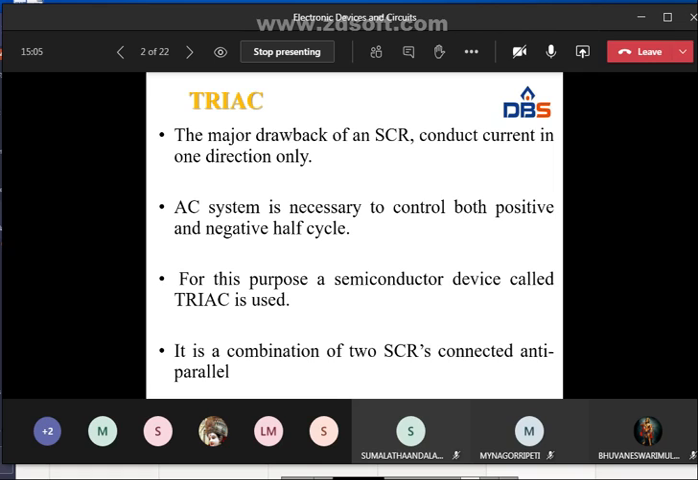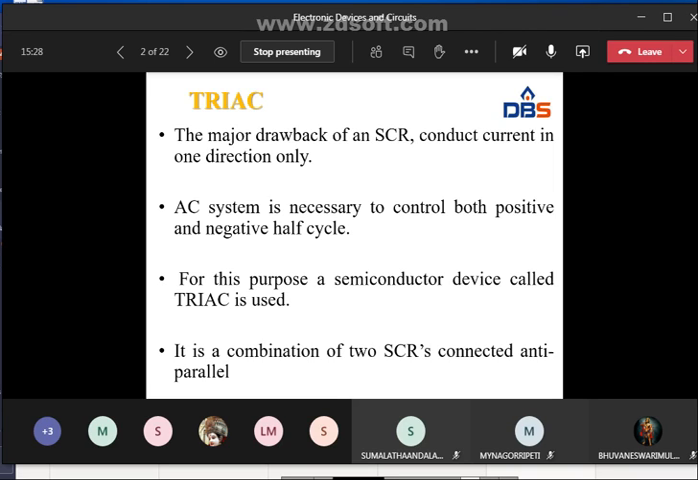TRIAC is a 3-terminal, 4-layer bidirectional semiconductor device that controls the AC power. The maximum rating of TRIAC available in the market is 16 kilowatt.